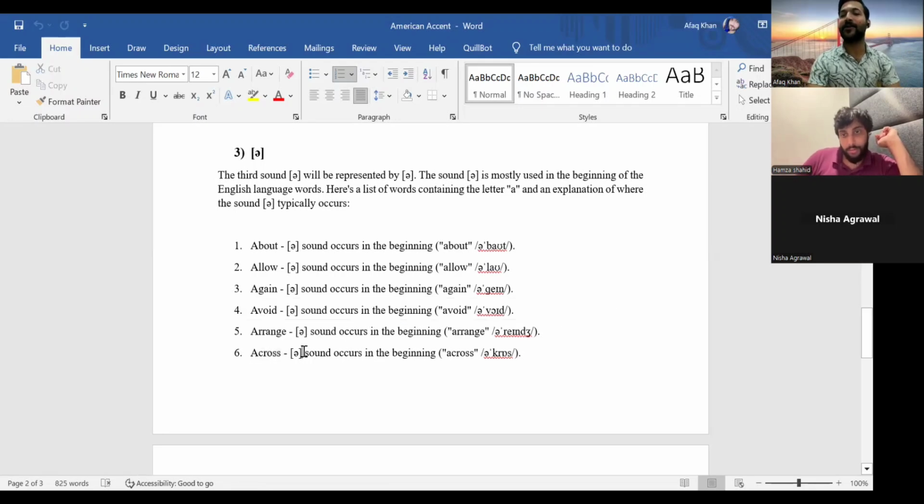Across. No, no, no, no. You're making a mistake. It isn't pronounced that way. In the beginning, the letter A isn't "ay". Across. Uh, cross. Across. Not "a-cross", but across. Across.